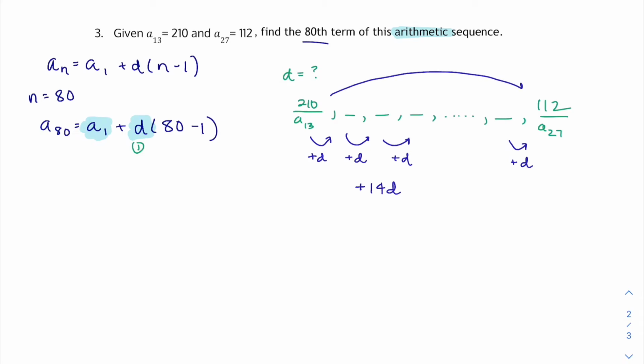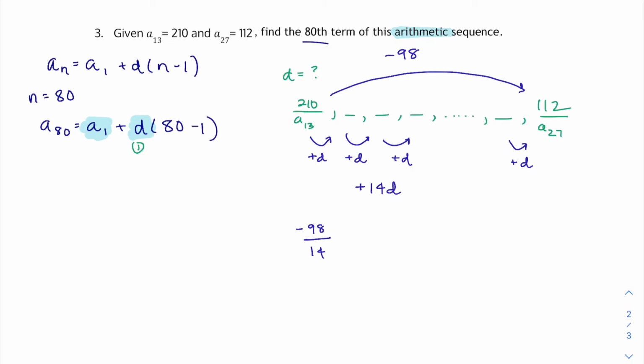The amount we're jumping from 210 to 112 is negative 98, right? We are going negative 98 over 14 terms, but we know that the common difference has to be equal, so we need to cut up negative 98 into 14 equal pieces. What math operation allows us to take a number and divide it up into equal pieces? It's division. So the way that I'll find my common difference is I'll do negative 98 divided by 14.